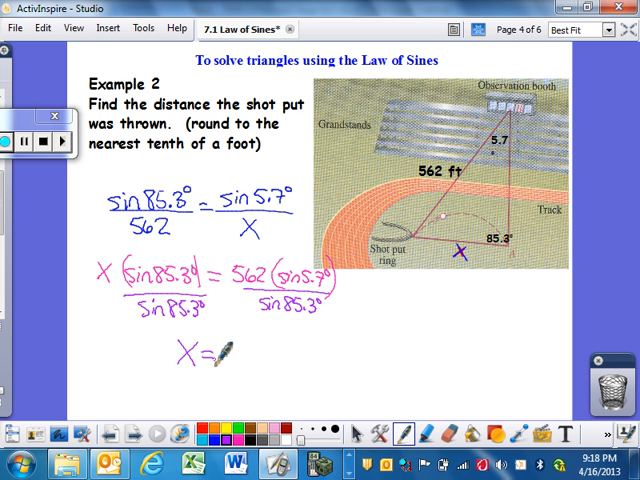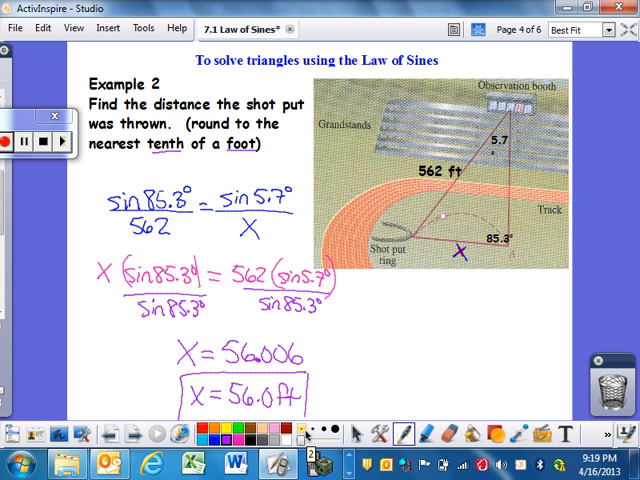So x equals, and if you do all this handy-dandy stuff in your calculator with the calculator in degree mode, once again, remember, it'd be 56.006 off your calculator, which it says round to the nearest tenth of a foot. Since I don't really have a tenths or a hundredths place, I can round it to exactly 56 feet flat.